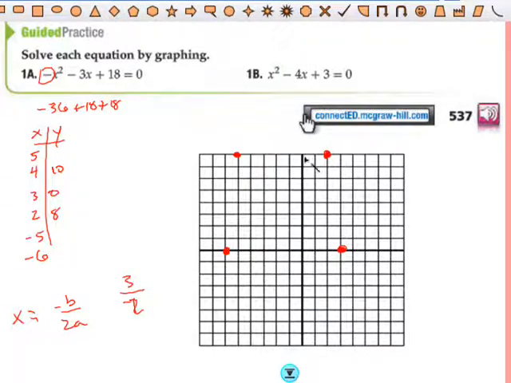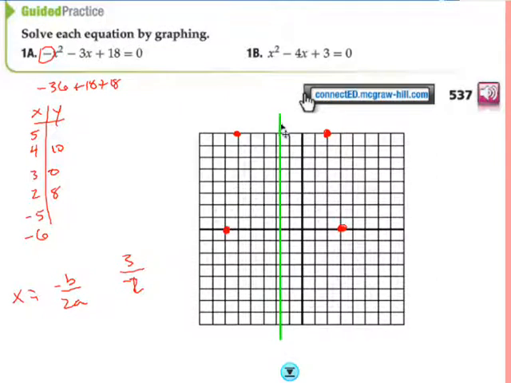Let's just draw it right here. Negative 1.5 is here. Okay, so we could draw that in and then use the other points to find the other points based on symmetry. So there's all sorts of different ways we can graph it. The answers here on this one we found, though, were 3 and negative 6. Okay, those are the solutions on that one.